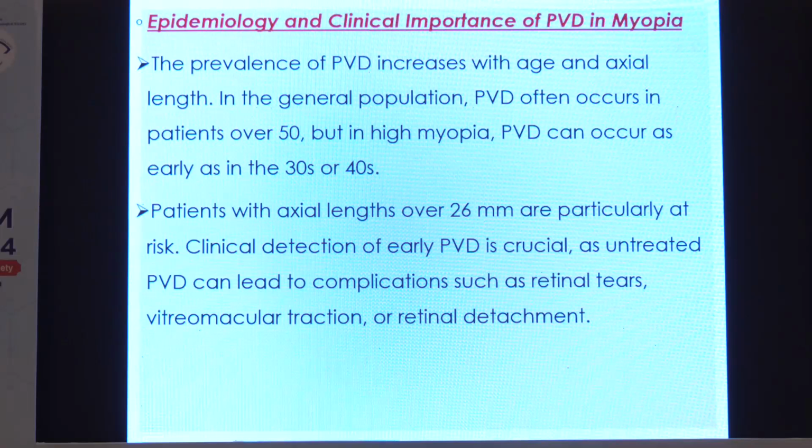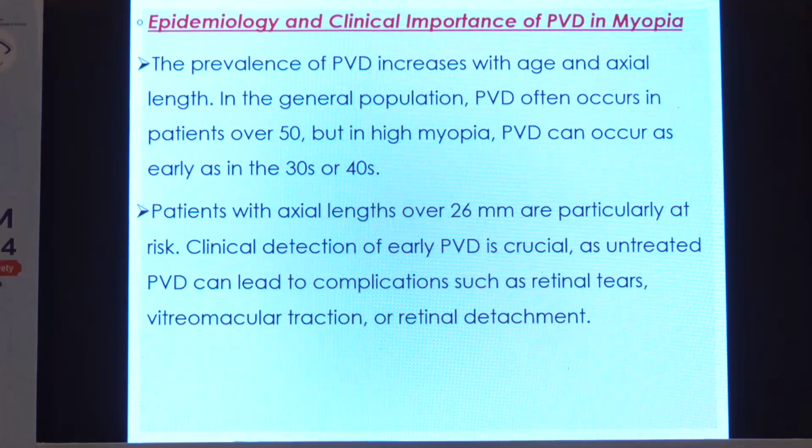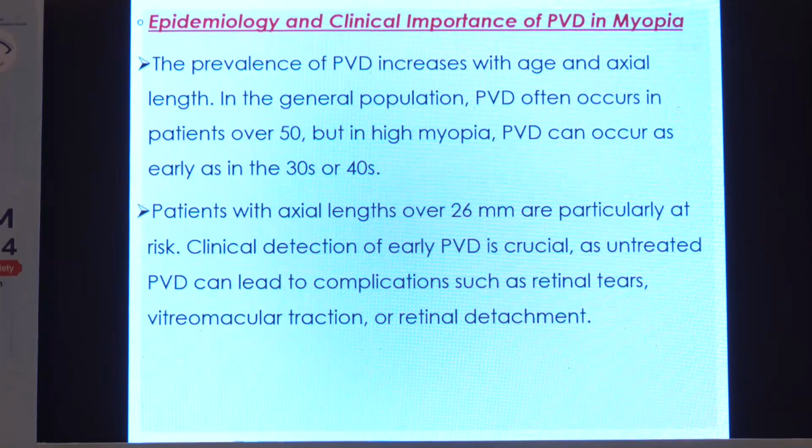Epidemiology and clinical importance of PVD in myopia. The prevalence of PVD increases with age and axial length. In the general population, PVD often occurs in patients over 50, but in high myopia, PVD can occur as early as in the 30s or 40s. Patients with axial lengths over 26 mm are particularly at risk. Clinical detection of early PVD is crucial, as untreated PVD can lead to complications such as retinal tears, vitreomacular traction, or retinal detachment.